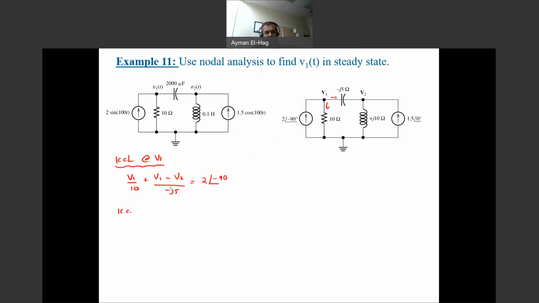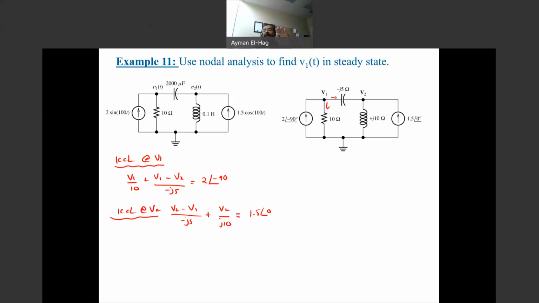Also KCL at V2. Now we'll assume again the currents are leaving, regardless of what we assumed in the previous step. Still, I can assume the currents are leaving, as we did before many times. So the current to the left, (V2 - V1) divided by -j5, plus the current that goes down here, V2 divided by j10, equal to 1.5∠0°.